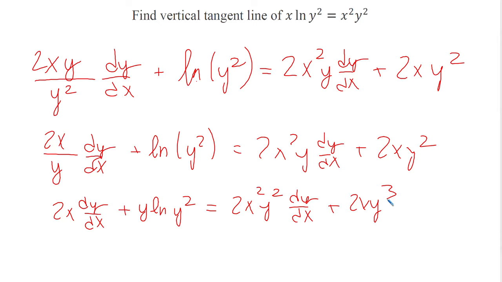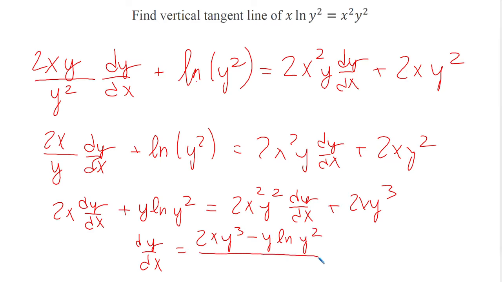And I'm not going to write out the two steps here. I'm just going to give us our dy dx. I'll subtract the y ln y squared over to the right-hand side. And when I subtract the 2x squared y squared to the left-hand side and factor it out and divide, I get 2x minus 2x squared y squared. So there's our dy dx.